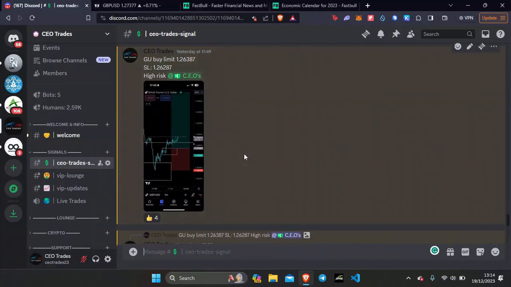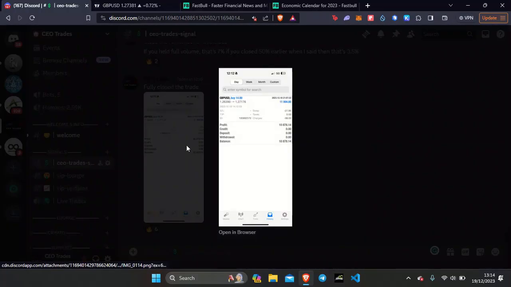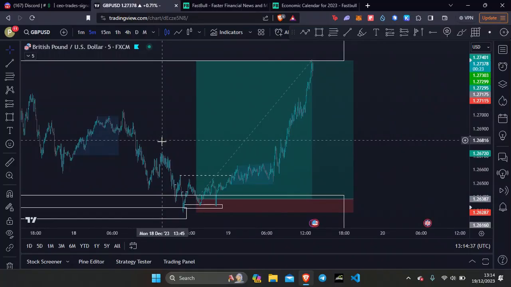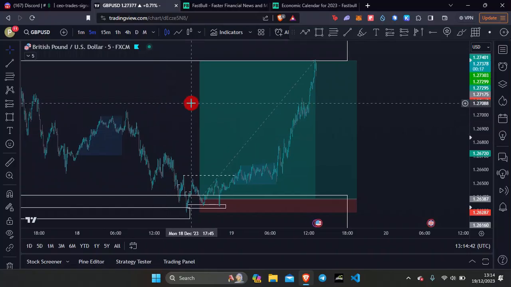So yesterday I sent the GU buy limit right here at 549, and today we closed out the full position for $11,000. So this is the trade that's in question. This is the trade that I'm going to be breaking down for you guys today. So stick with me if you want to learn exactly why I took this trade and how I went about analyzing it.